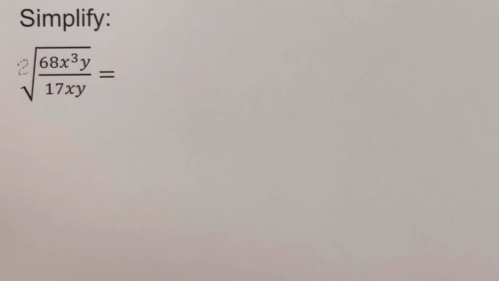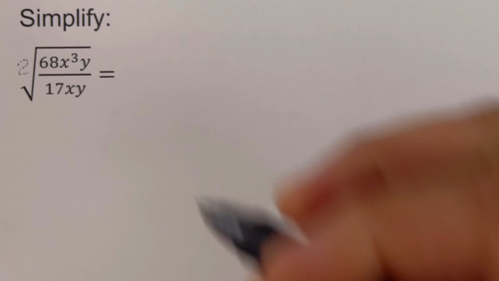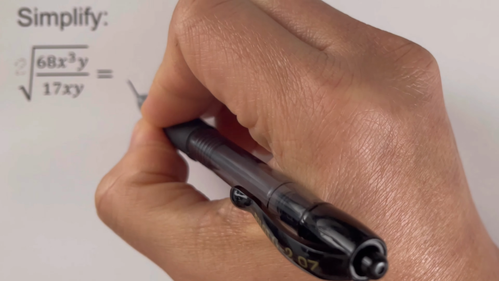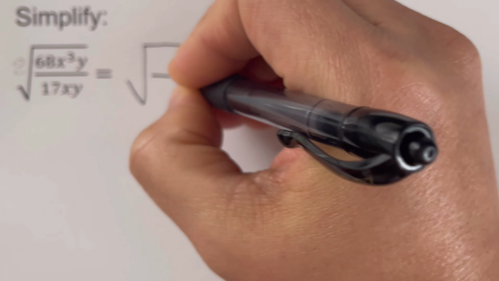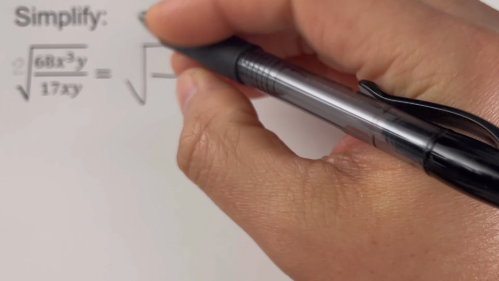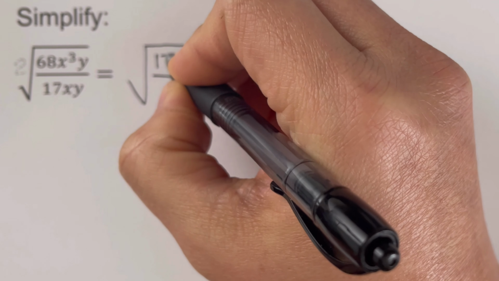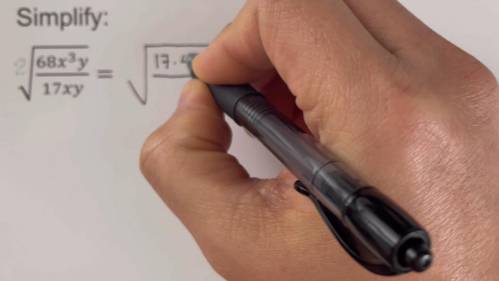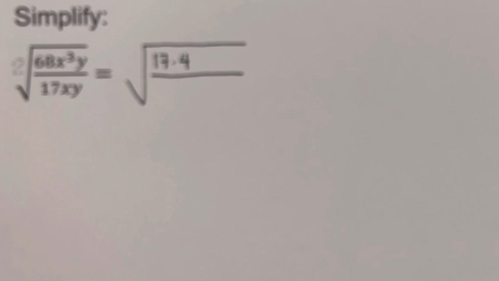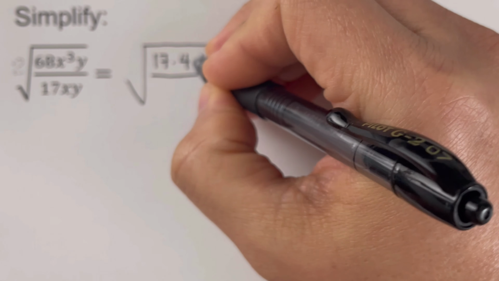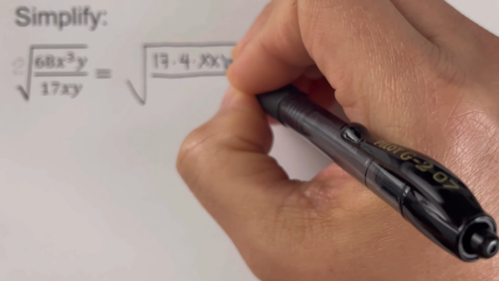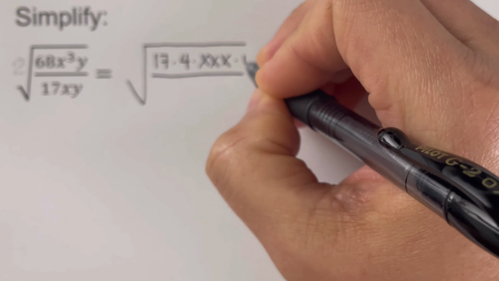So I go ahead and go over the steps. The first step is to expand the given expression. So I go ahead and expand this. So this would be the square root of this 68 can be expanded into 17 times 4. So if we multiply 17 and 4 together, that would be 68. And then I'm going to expand this x. So there's going to be 3 of them. So that's 1, 2, and 3. And there is 1 y.